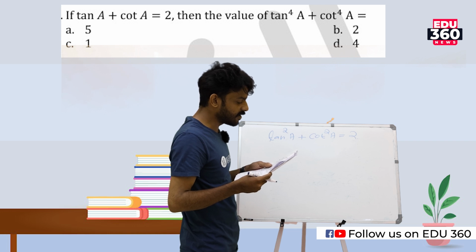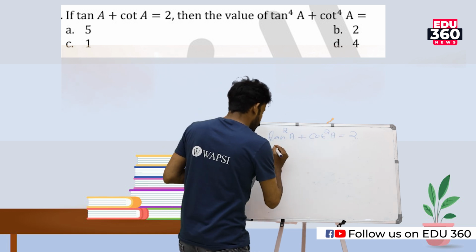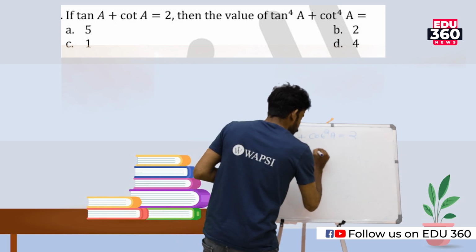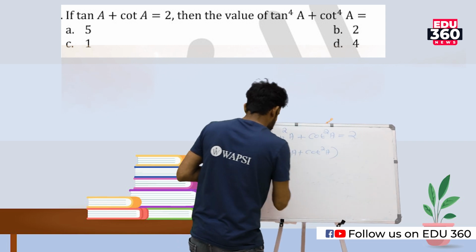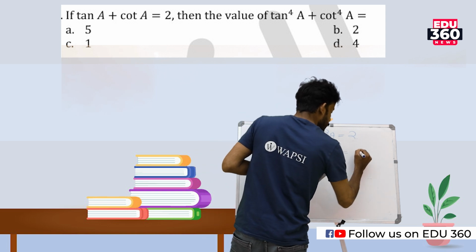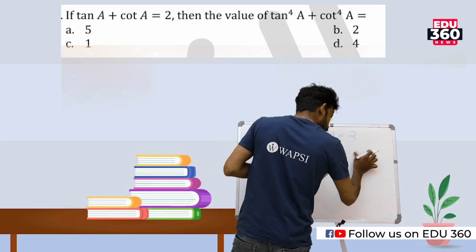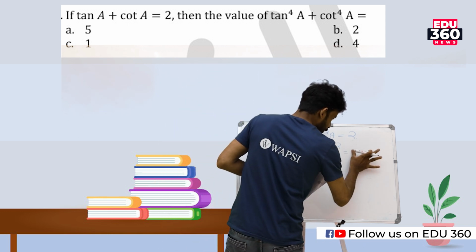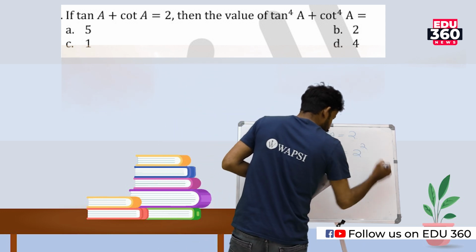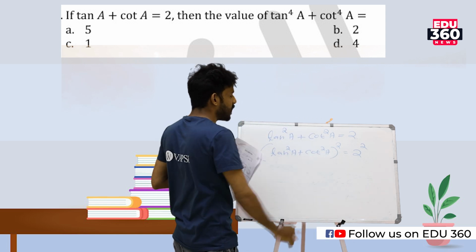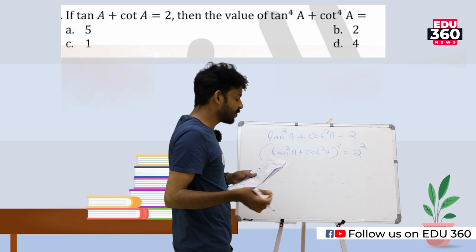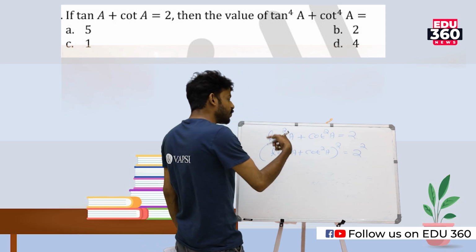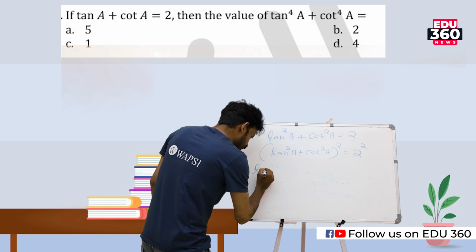So hereafter, what is the next step? Again, we can square on both sides. So that is tan square A plus cot square A, the whole square is equal to, again, 2 square. 2 square, we can write it as 4, but it's better to write 2 square. Again, just expand this by using the A plus B the whole square expansion. So that is equal to tan square A the whole square.